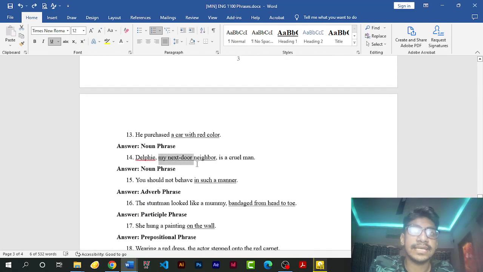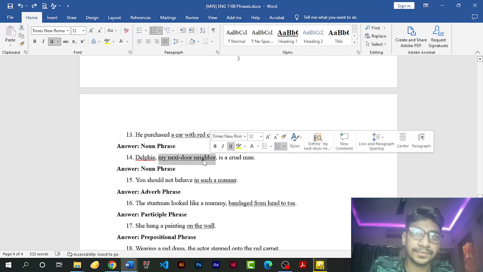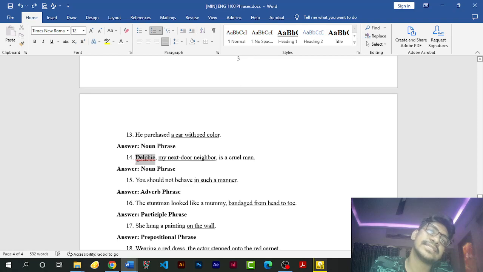So this is another appositive, which is separated between two commas. Delphi, my next door neighbor, is a cruel man. You can read the sentence like this: Delphi is a cruel man. And the middle portion, the appositive or the addition, is just describing Delphi. It's not modifying, it's just describing who Delphi is, right? My next door neighbor. So it's a noun phrase because the word neighbor is here.